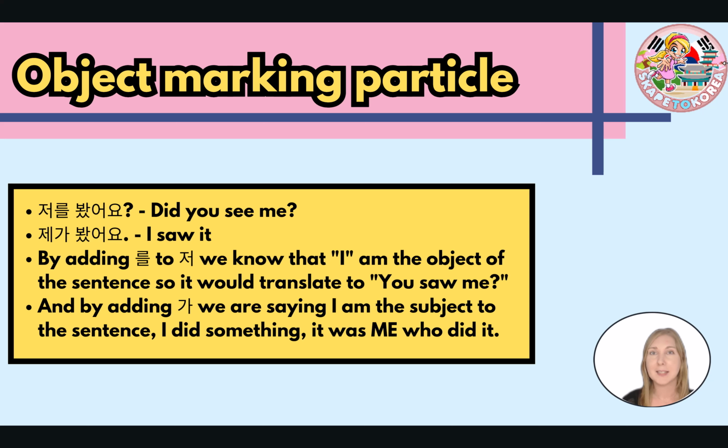So by adding 를 to 저, we know that I am the object of the sentence. So it would translate to you saw me, did you see me? Because the subject there would be dropped. So we can put like 친구가 저를 봤어요 in a full sentence. Did my friend see me? 친구가 저를 봤어요. But if you're just saying 저를 봤어요, you would say did you see me?